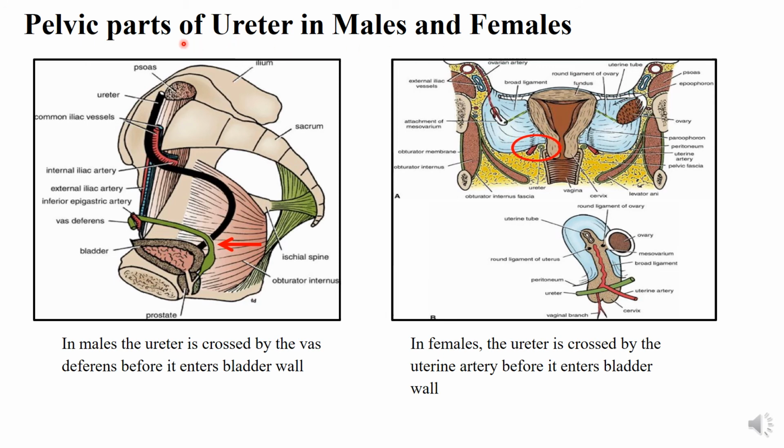If we look into the final part of the ureter in the pelvis where it enters the bladder, we will find that the male ureter is crossed by the vas deferens, as you can see here. While in the female, the ureter is crossed by the uterine artery before it enters the bladder wall.